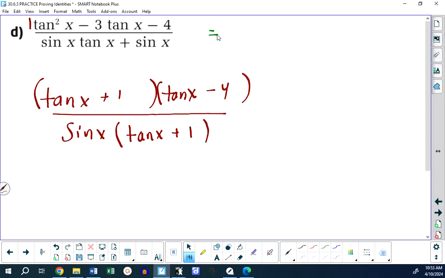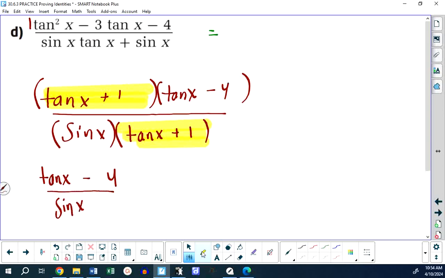And by the way, this is a case where I think factoring supersedes writing everything with sine and cosine. Hopefully, when you look at this question, you recognize the numerator as a quadratic, so you would walk down that road. And of course, now we have a factor of tan of x +1 in the numerator, right? It's in brackets, so it's a factor. We have the same factor in the denominator, so you have tan of x -4 over sine of x.